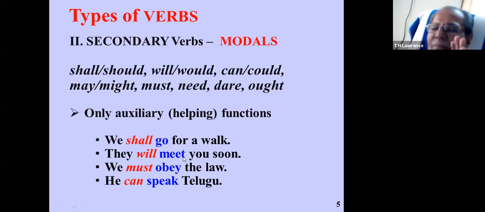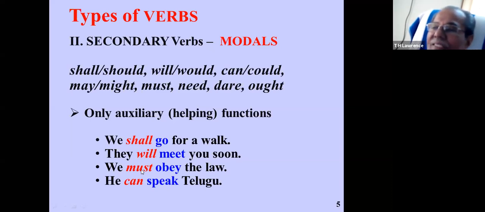Look at the second one, they will meet you soon. We can't say they will use soon. And so here will comes and supports meet to give the mood of the speaker. Now, take the first one, we shall go for a walk. The speaker suggests that they should go for a walk. So it's a mood of suggestion you can find there. Now, the second sentence, they will meet you soon. That there's a possibility of them meeting you soon. So here will meet, possibility. Here shall, that is suggestion.